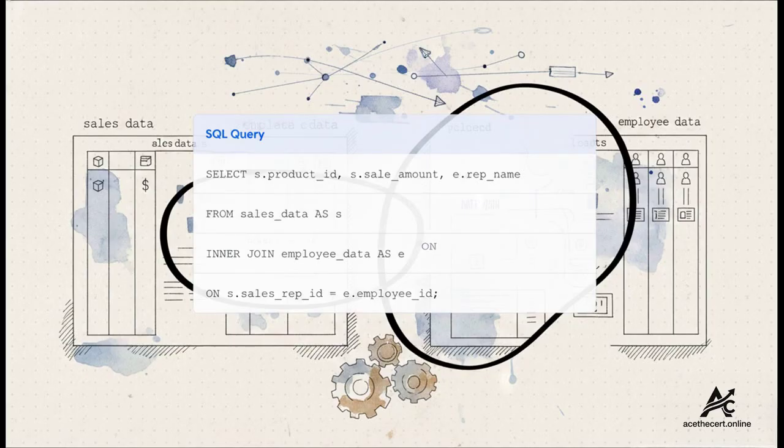Select is just us saying, hey, these are the columns I want to see. From tells the database which table to start with. In our case, sales data. Now, the inner join part is the real key. That's us telling it to bring in the employee data table. And maybe the most important line is on. This is where we explain how the two tables connect, by matching the sales rep ID from one table with the employee ID from the other. It's like finding the common thread that links them.